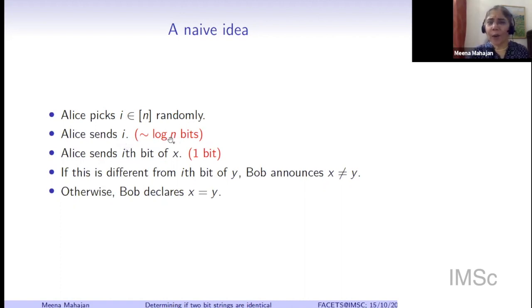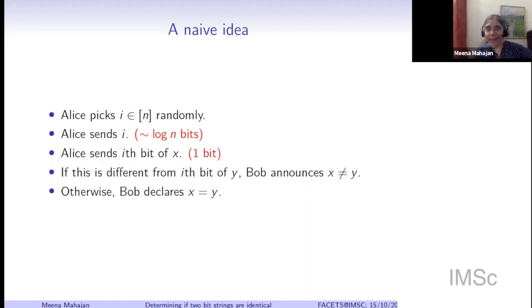That's going to require roughly log n bits because i is a number from 1 to n. So to represent it in binary as a bit string requires log n bits. Then she sends the ith bit of X. That's just one bit. So Bob now gets i and gets Xi, the ith bit of X. Bob looks up the ith bit of his input, Y. Now, if his input in the ith position is different from what Alice sends, then for sure X is not equal to Y. So Bob announces X is not equal to Y. But if this ith bit matches, Bob declares, oh, X is equal to Y.